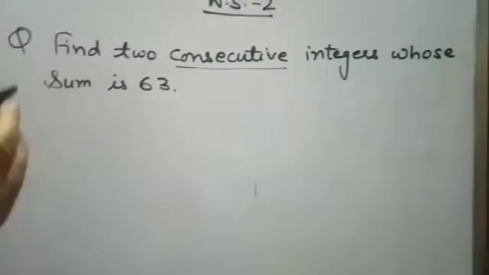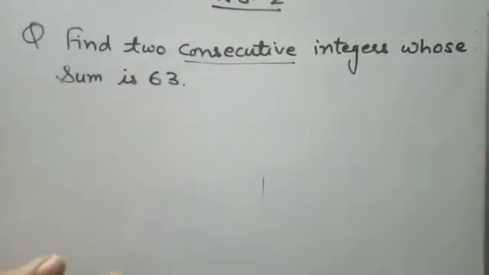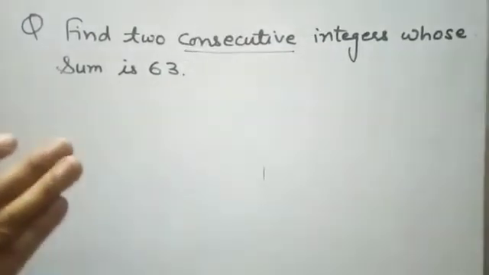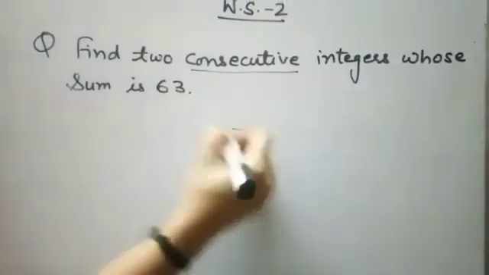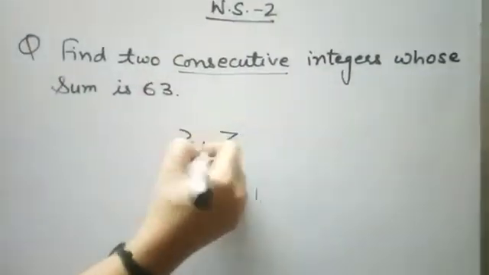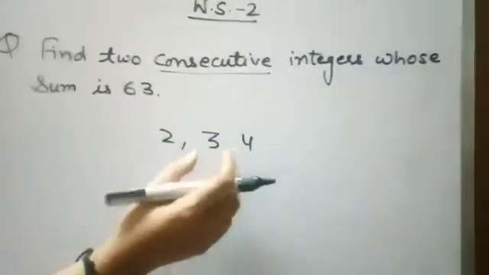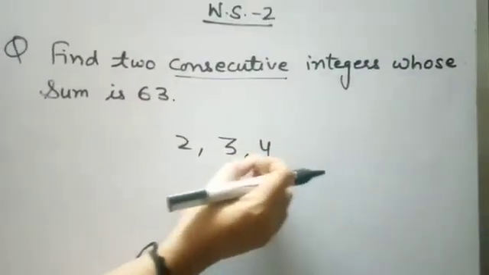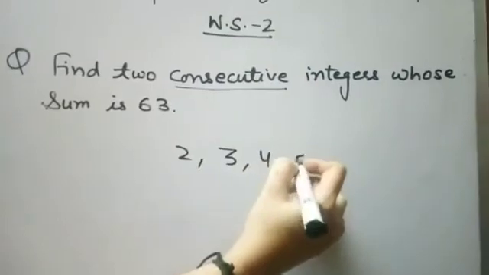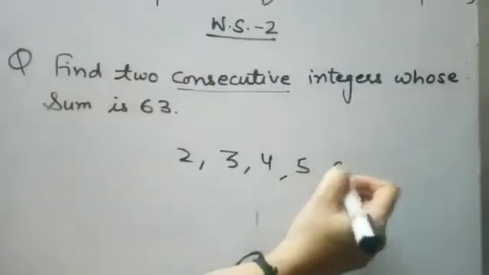Do you know what consecutive means? The next to that number. 3 and 4, they are two consecutive numbers. What are the consecutive numbers to 3? 2 and 4, both. So in counting, the number next to the given number is its consecutive. The consecutive of 5 is 4 and 6.